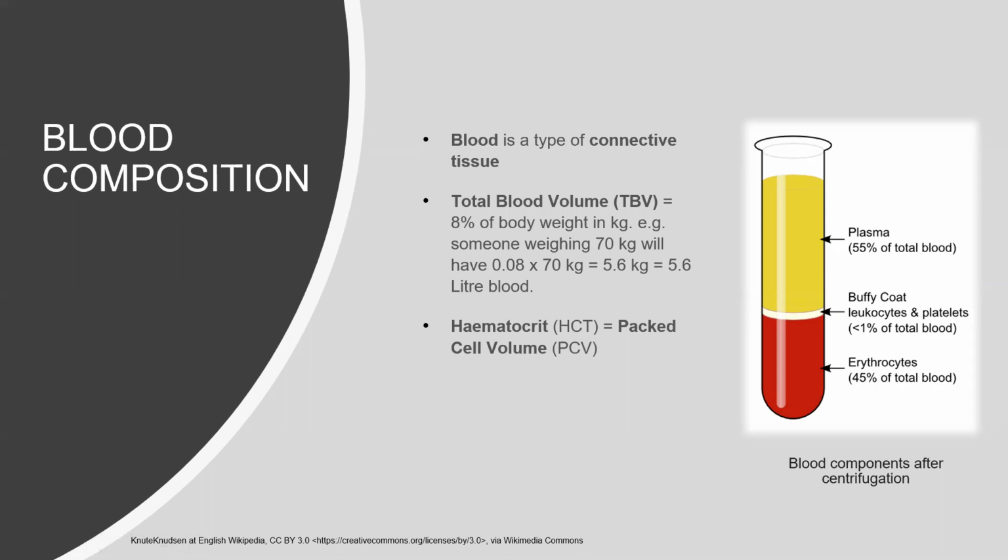The least dense part is the yellowish plasma. As you can see, it comprises 55% of the blood. And these two big parts are separated by the buffy coat. It is a white layer containing platelets as well as leukocytes.